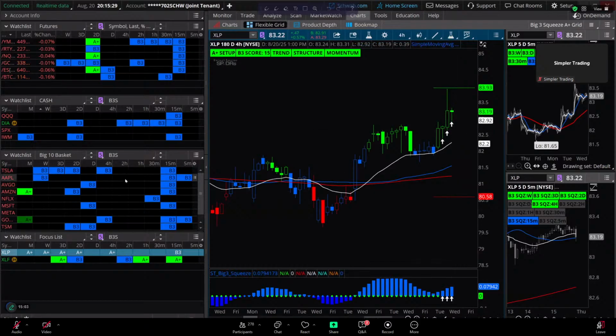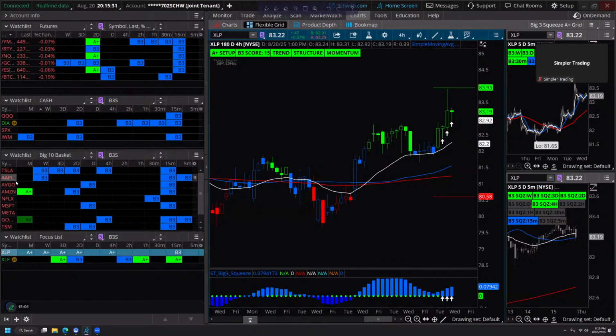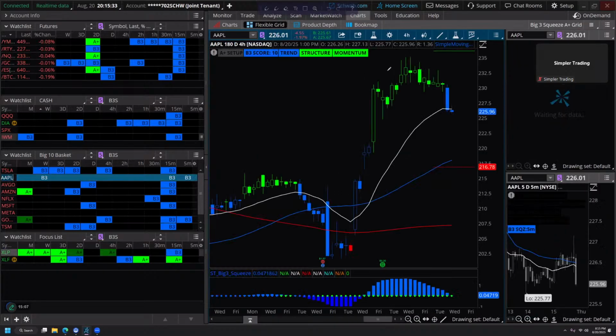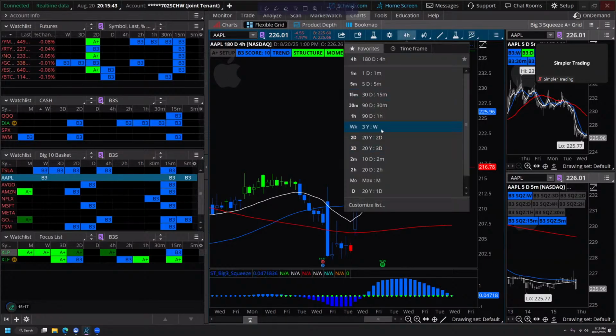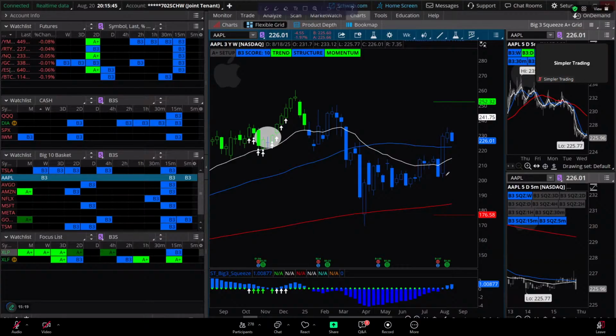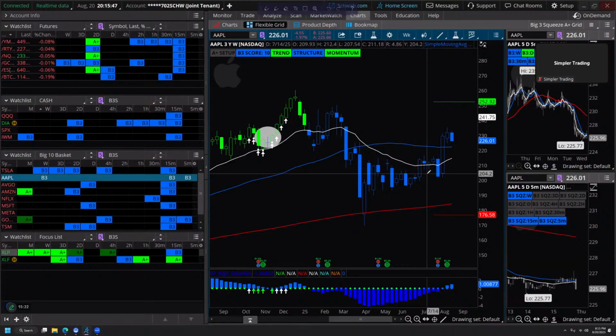What does a blue B3 mean? That's a neutral squeeze. We don't trade neutral squeezes. I think of anything, that's by far the toughest to trade. Apple, or better yet, let's go look at Apple on the weekly chart. This would be a neutral squeeze. No immediate buy trigger, no immediate sell trigger.